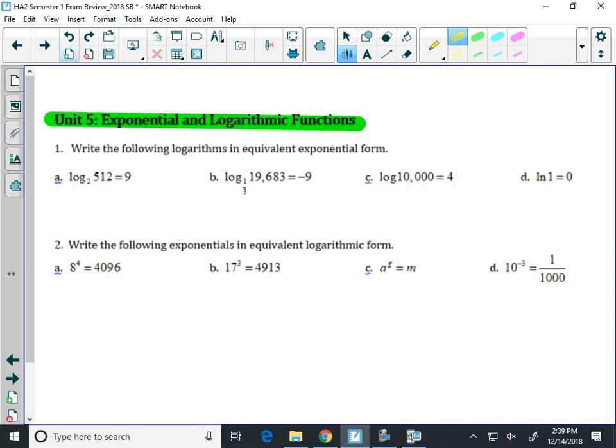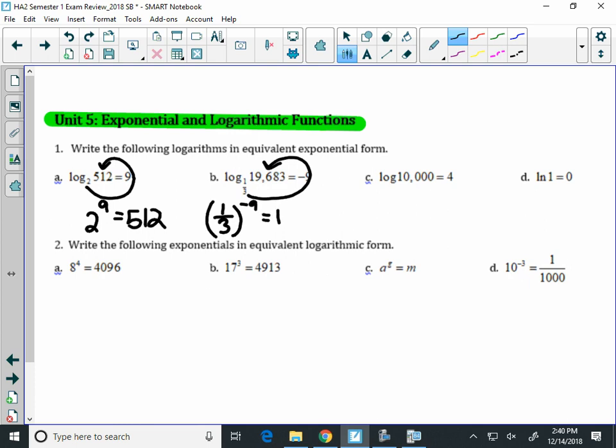This is where we took the base of the logarithm, we did that little curly Q thing where we said 2 to the 9th power equals 512. So you would write it this way, 2 to the 9th equals 512. When you're given numbers, it's really nice because you can actually verify: is 2 to the 9th 512? Right here, same thing, 1/3 to the negative 9th is 19,683.